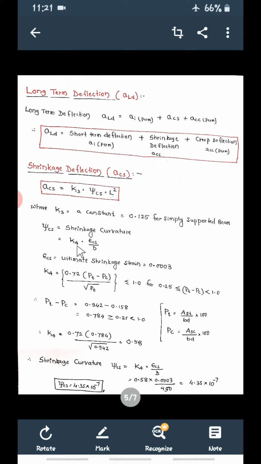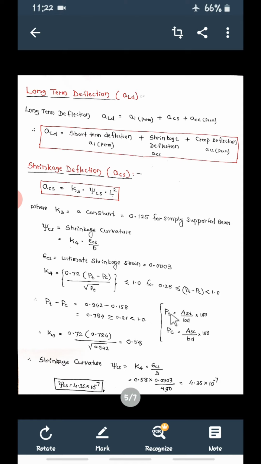Then what is this K4? K4 is equal to 0.72 into bracket PT minus PC, divided by root PT. This equation will be used when PT minus PC is greater than 0.25 and less than 1, then only this equation will be used. Now we'll check what is PT minus PC. What is PT? PT is the percentage of steel, in terms of percentage.